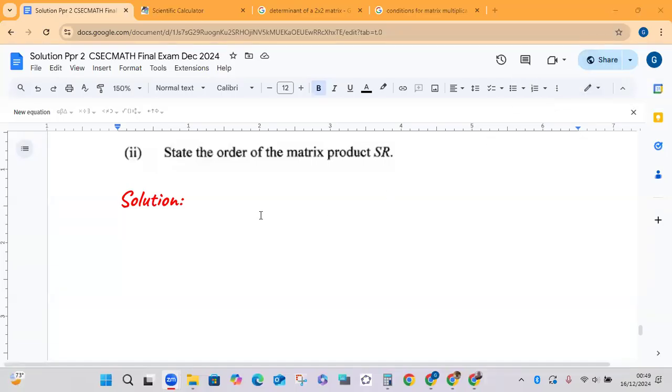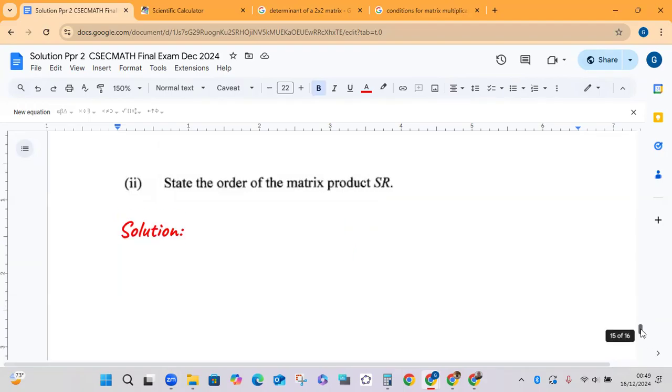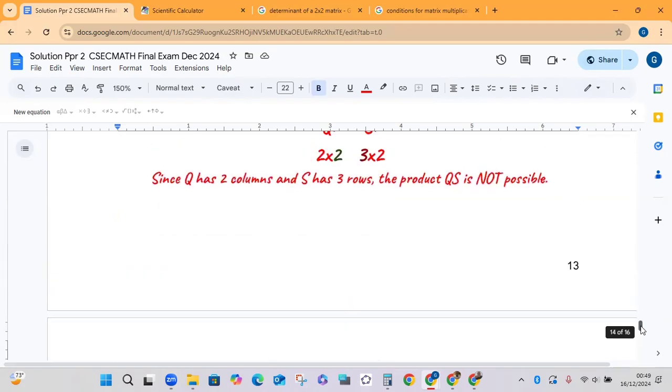This question says to state the order of the matrix product SR. That's what is being tested there. So when you multiply S by R, what is the order of the result? What is the order of the product?